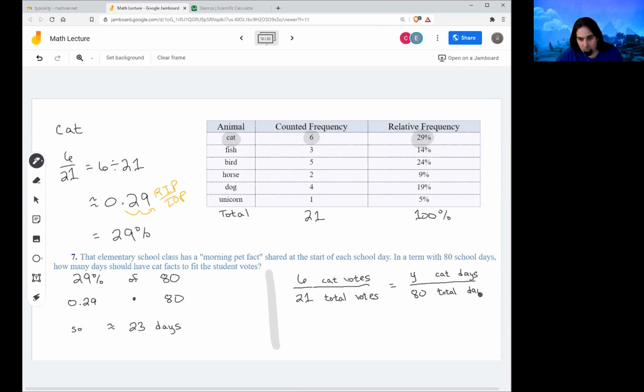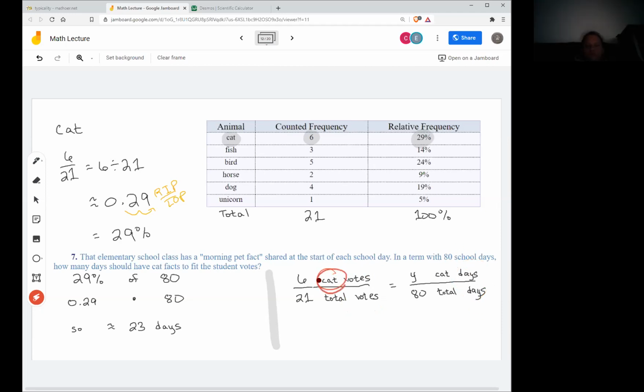So we should be able, with a proportion, to label it where one situation is on one side, the other situation is on the other, and the same type of thing is measured on the top, and the same type of thing is measured on the bottom. And yes, if you solve this, you would also get about 23. Everyone okay with that? Yeah.